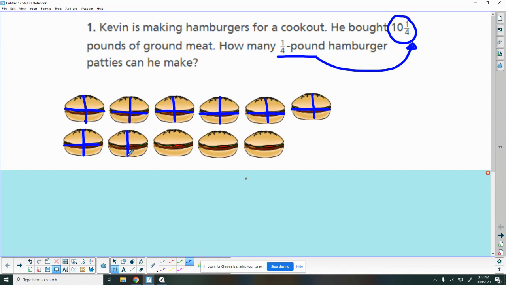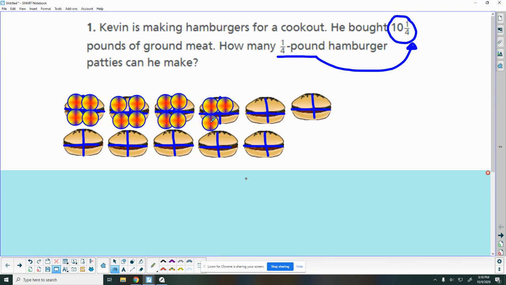Okay, so go ahead and finish up that. If you need to pause the video, do that. Okay, last one here. So now I'm going to shade in what I have, which is I'm going to place a nice rainbow dot on there. Let me get this a little bigger so I know I have 10 whole hamburgers, pounds, I should say. I should have used a smaller one in hindsight here. So I have all of these filled in.